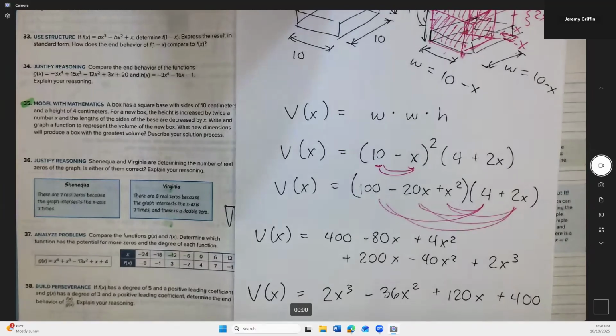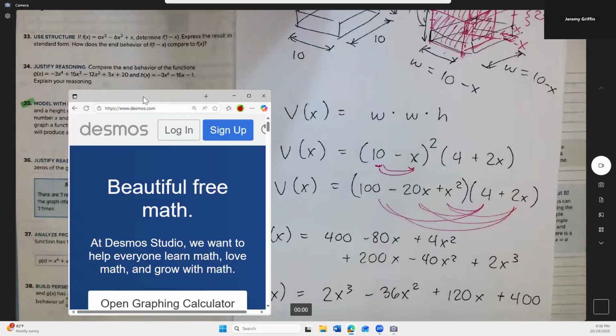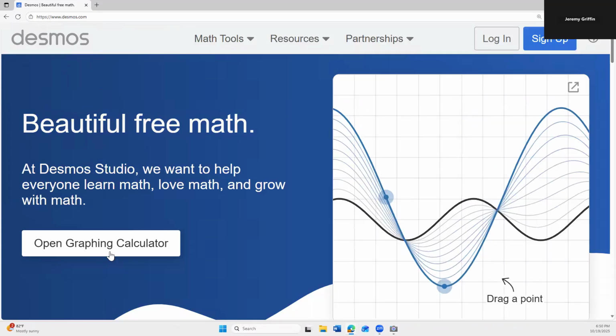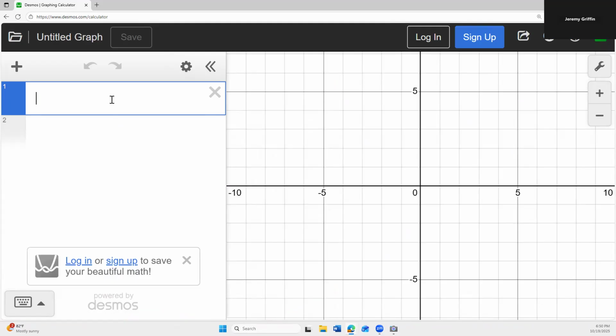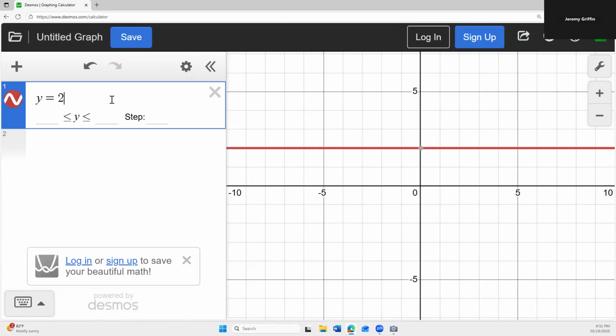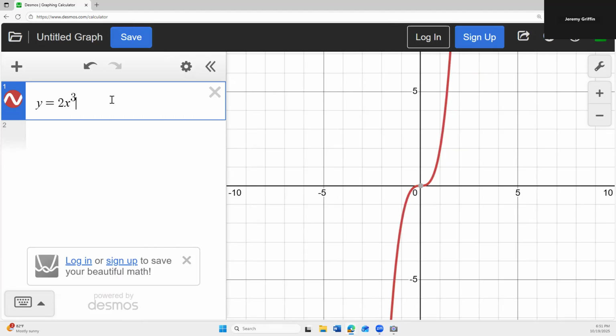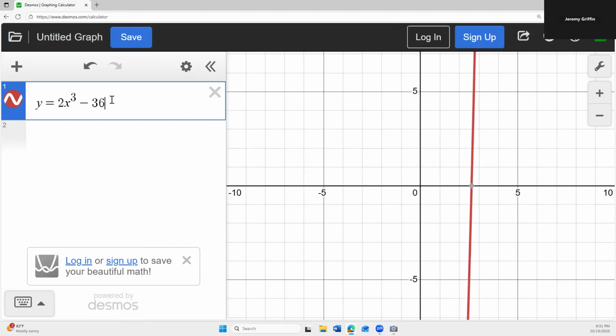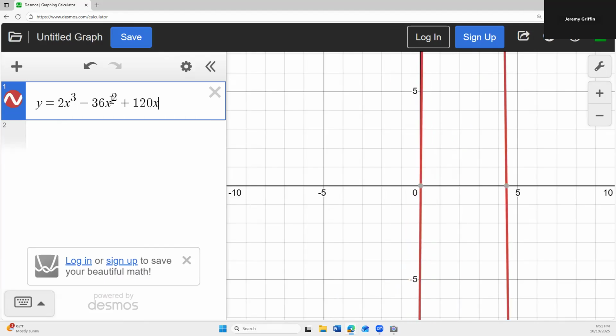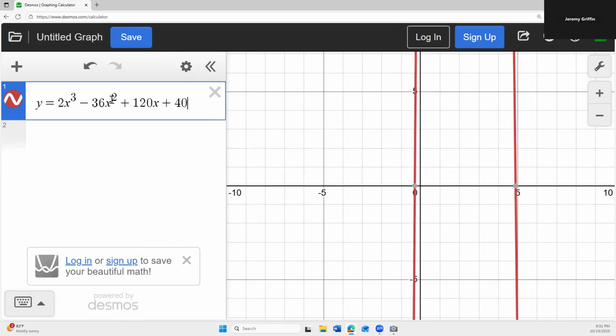Let's see. All right, so Desmos. Okay, so this one I did not graph ahead of time, but we're gonna find out together. What does this look like? All right, so I'll say y equals 2x to the power of 3 minus 36x to the power of 2. That's plus 120x, and then finally plus 400. Okay.